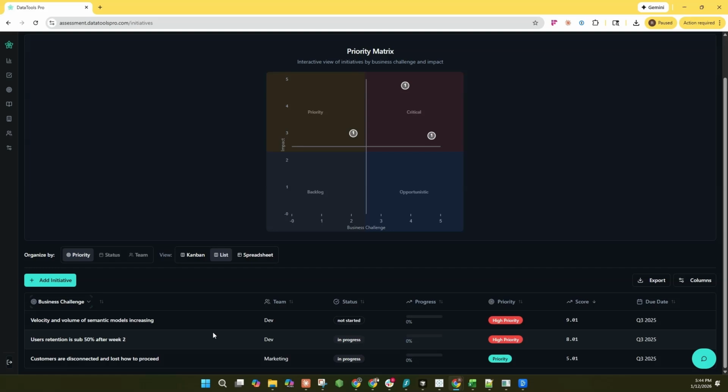The second problem that we're solving is that our Data Tools retention is sub 50% after week 2. That's a massive problem that if we solve that is going to drive huge returns for us. And anything below that number is abysmal. And the last thing here on the marketing side is customers are disconnected and lost how to proceed.